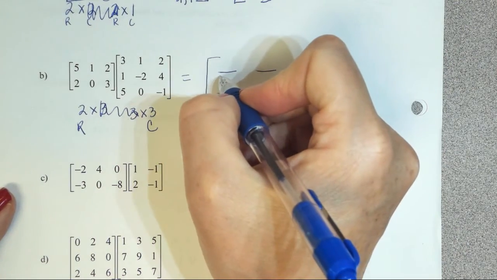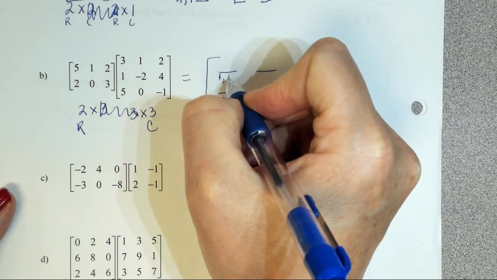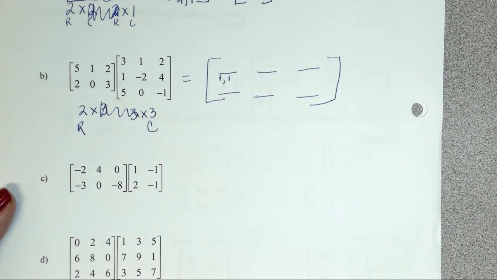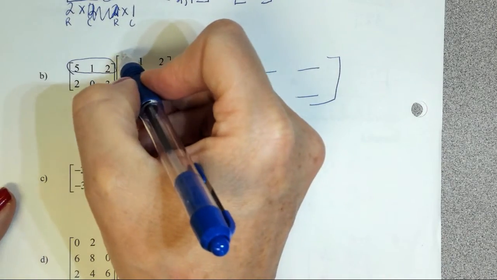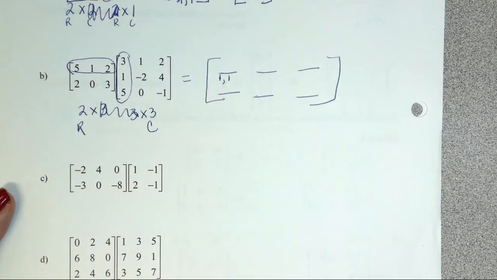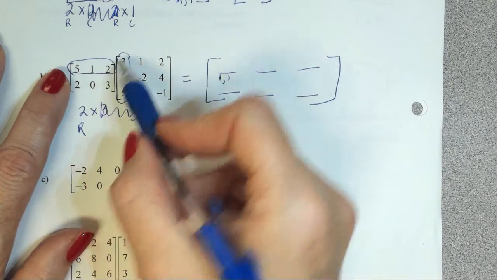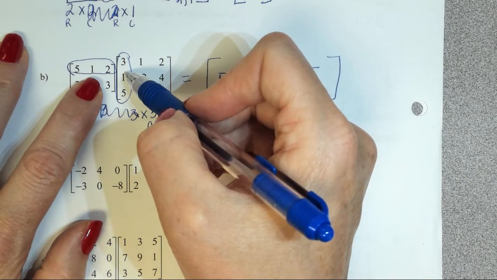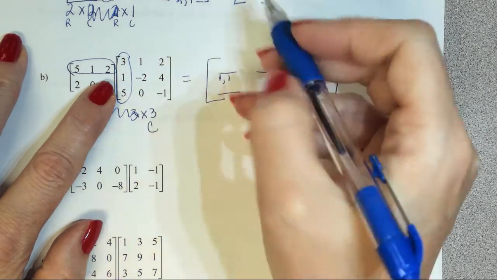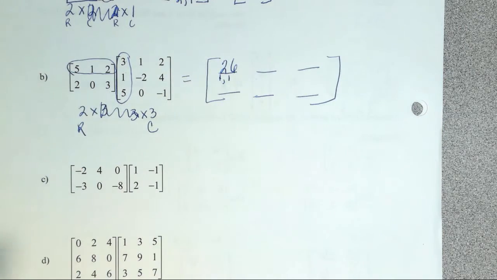So to figure out what goes here, I have to use the first row in the first column. So I have to use the first row and the first column. I have to keep moving. I move across my row and down my column. So it's 15 plus 1, that's 16, plus 10 is 26.